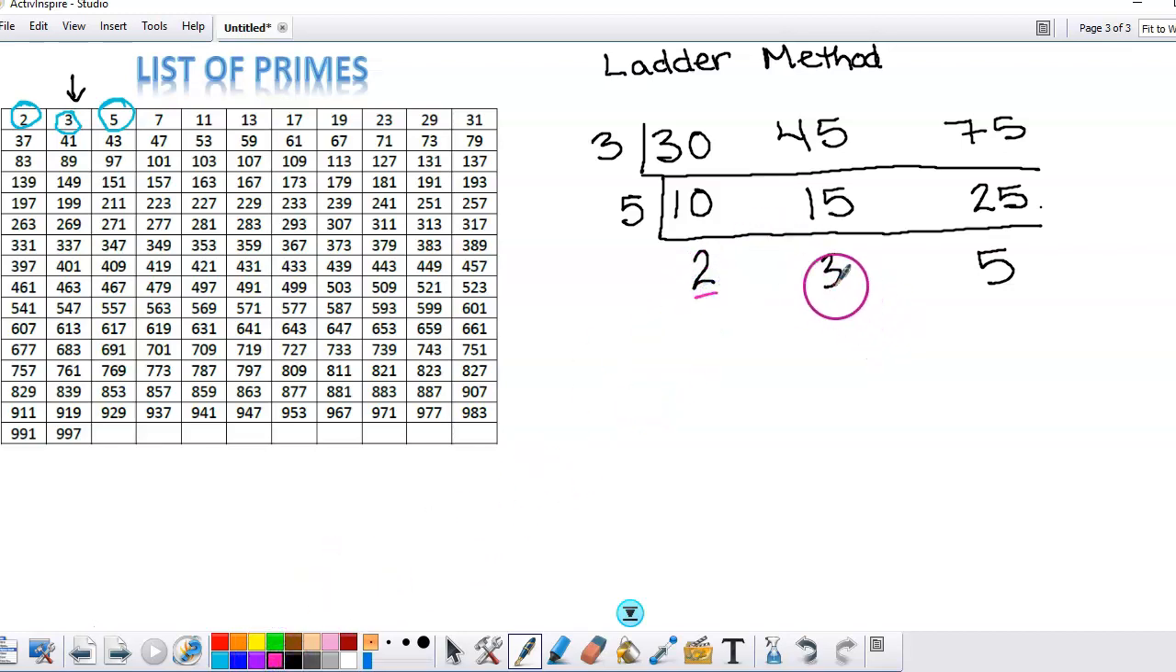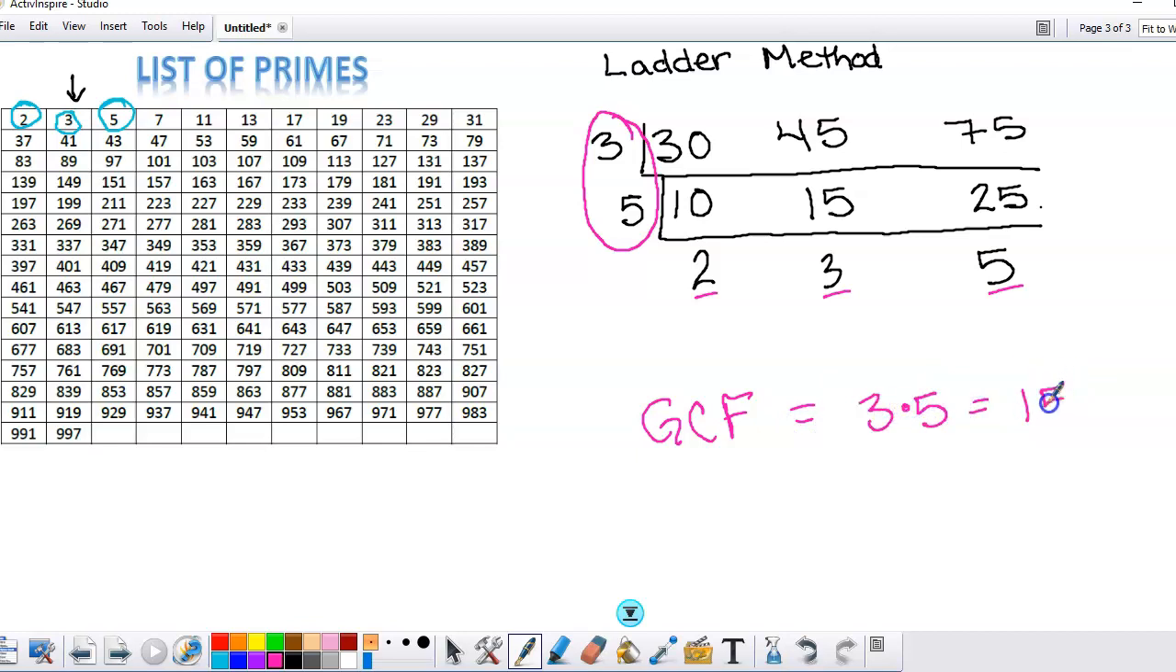2 is a prime number, 3 is a prime number, and 5 is a prime number. So what this is telling me is that I have broken these down into their primes, and these multiplied together will give me the greatest factor that is common to all 3 of those. My greatest common factor is what I get when I multiply 3 by 5. That is 15. Never fear, we're going to do it again.